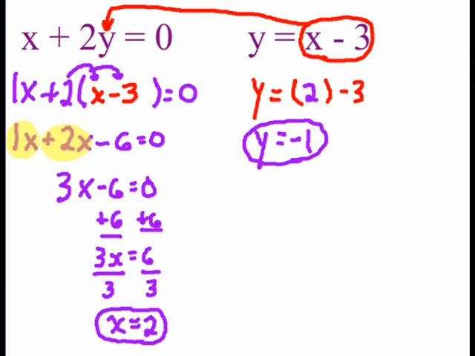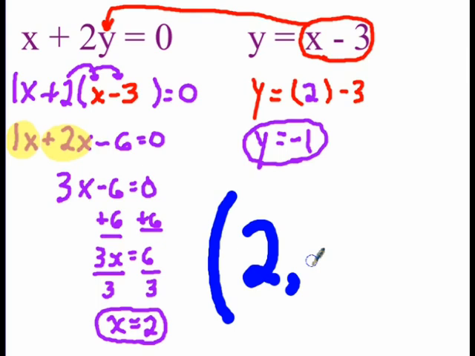But the important part is not forgetting to write it. Also, make sure you write it in the correct order. X always is first, Y always is second. So my point of intersection, without even having to graph this, is 2, negative 1. Now that wasn't so bad, right?